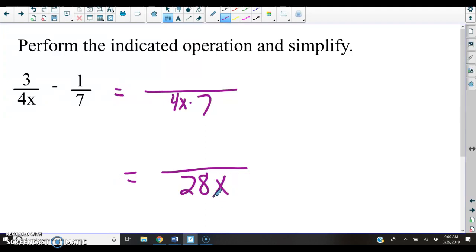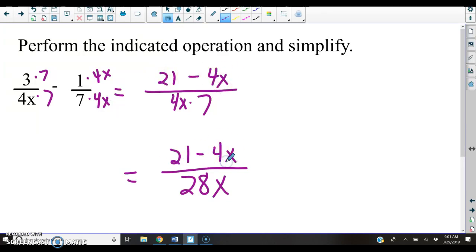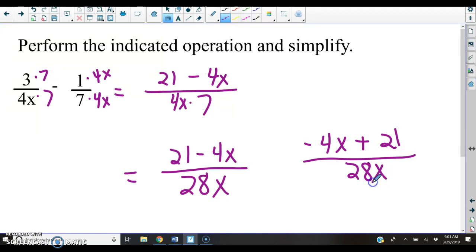And to get common denominators and rewrite the fractions, we have to multiply the first by the 7, the second by the 4x. So I'm going to have 21 minus 4x. Now remember, if you want to switch those, keep the signs. So some of you that are in the habit of writing the variable part first, make sure you put that negative with the 4x, because the 21 is positive. Okay, this is acceptable. It's perfectly fine.